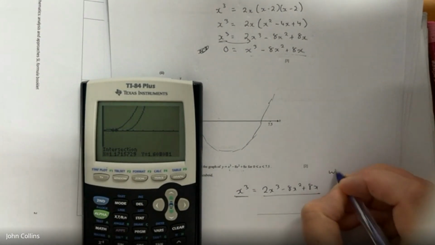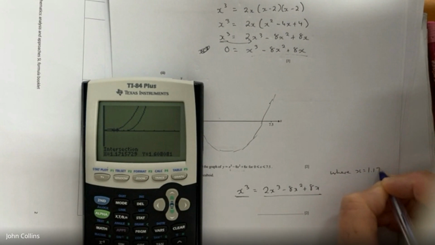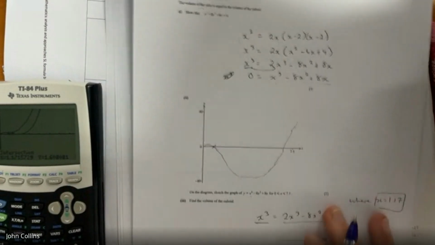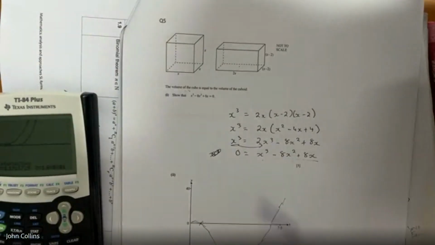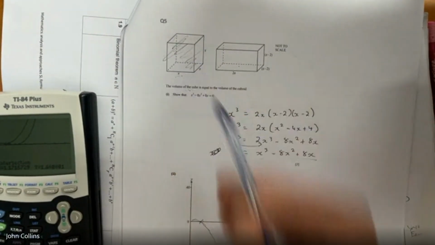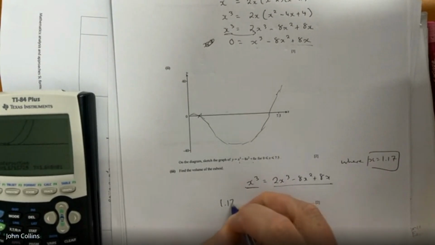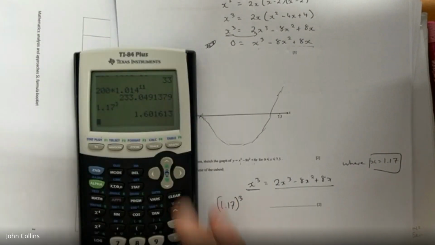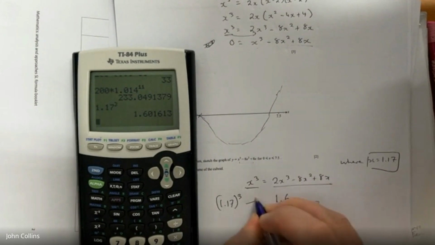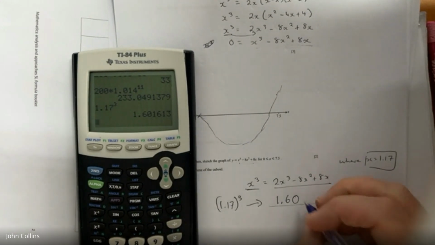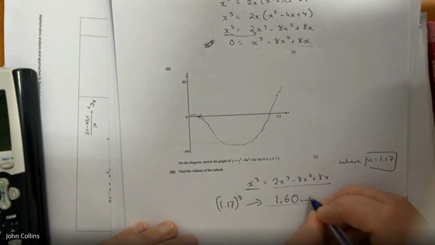1.17. So where x is equal to 1.17. What does that mean? That means that's the only place where the volumes are the same. So what are the volumes? Well, I know x is 1.17. The volume of this would then be 1.17 cubed. There may be an easier way to do this, but I haven't thought of it. And I get 1.6. 1.60 rounded. Okay, units cubed.